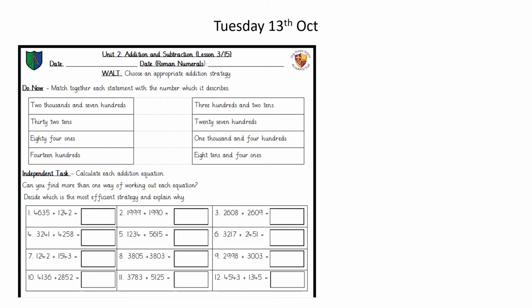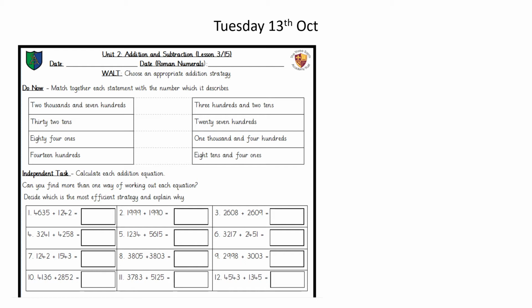For your independent task, you're looking at choosing an appropriate addition strategy. So what you need to do is have a look at the numbers and think, what is the best method to solve this question? The most efficient strategy might be a column addition, where you would write both numbers into your column with all your columns lined up and simply add them up using column addition. A similar strategy might be to round and adjust.